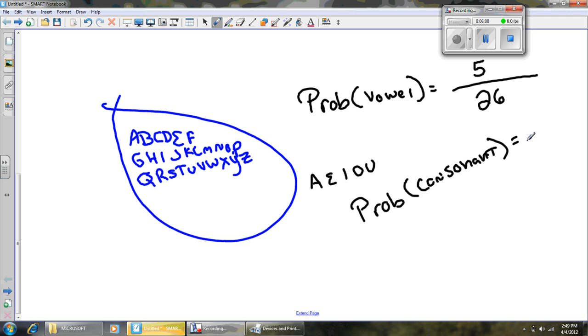Well, we know there are still 26 total outcomes, right? And if there are 5 vowels, then there must be 21 consonants. So the probability would be 21 out of 26. Now, I might have to simplify that, but in this case, I know I'm done. So that's probability. Well, let's look at something a little bit more interesting with probability.